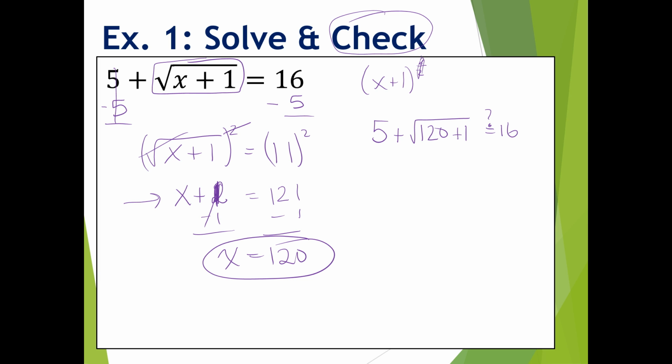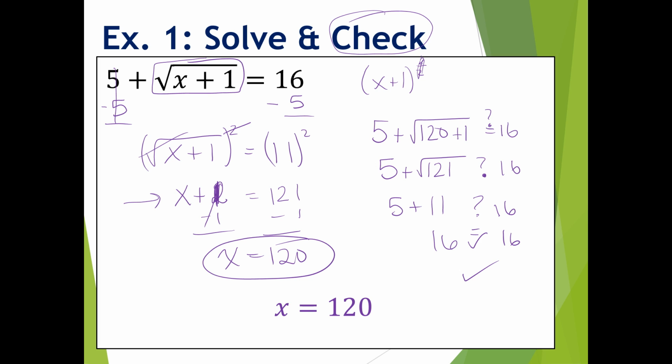We're asking, do these two things equal each other? So 5 plus the square root of 121, does that equal 16? The square root of 121 is 11. Does 5 plus 11 equal 16? 16 does equal 16, yes. Okay, so this does work. Our answer is 120.